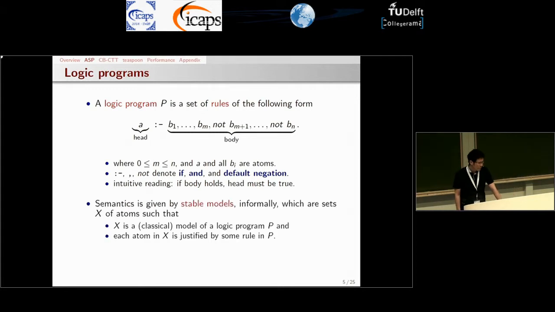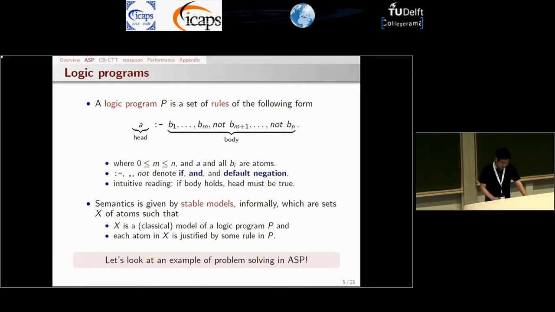Semantics is given by stable models, informally, which are sets X of atoms such that X is a classical model of a logic program P, and each atom in X is justified by some rule in P. This is the semantics.